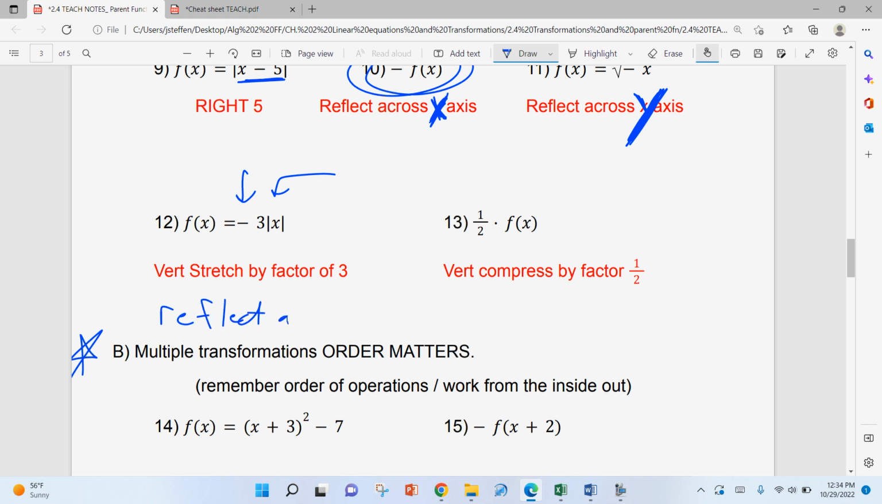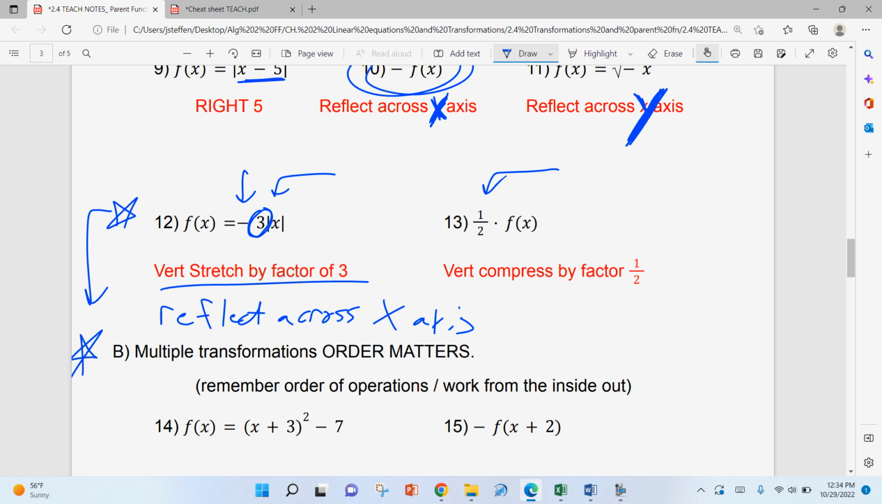Reflect across the x-axis, because it's outside. And then it is a vertical stretch by a factor of 3. Remember, we don't care about that negative. The 3 is what we're looking for, that means it's a vertical stretch by a factor of 3. If you struggled with that one, I apologize. I don't know why I put the negative. I'm sure I was just going too quickly. But you'll see more of that in the next section.